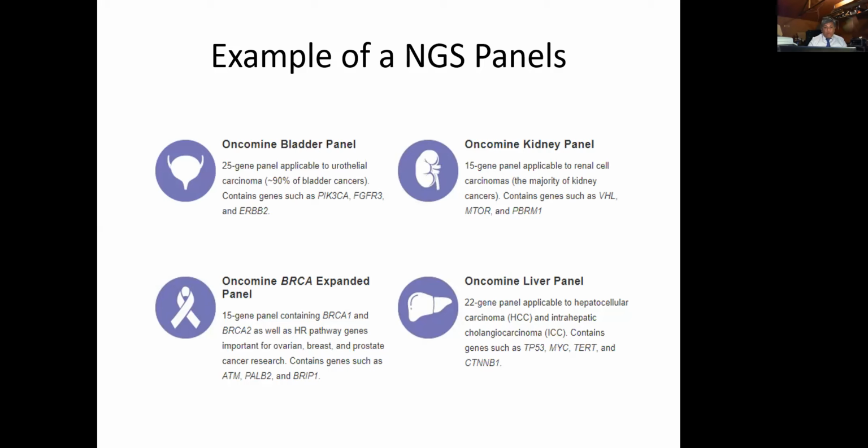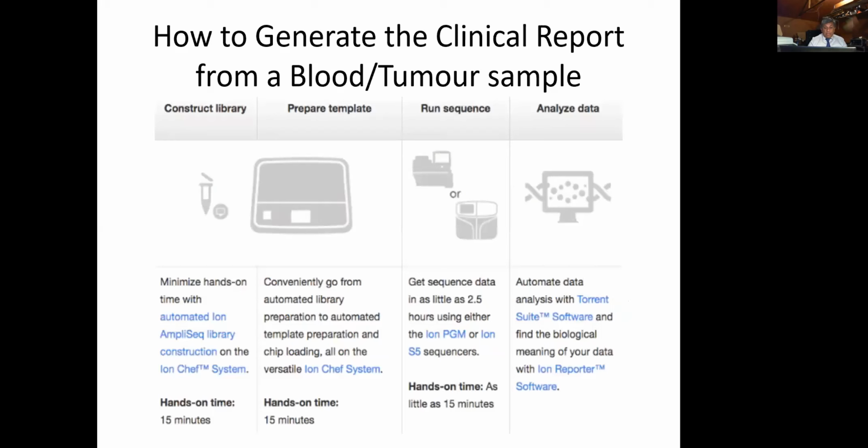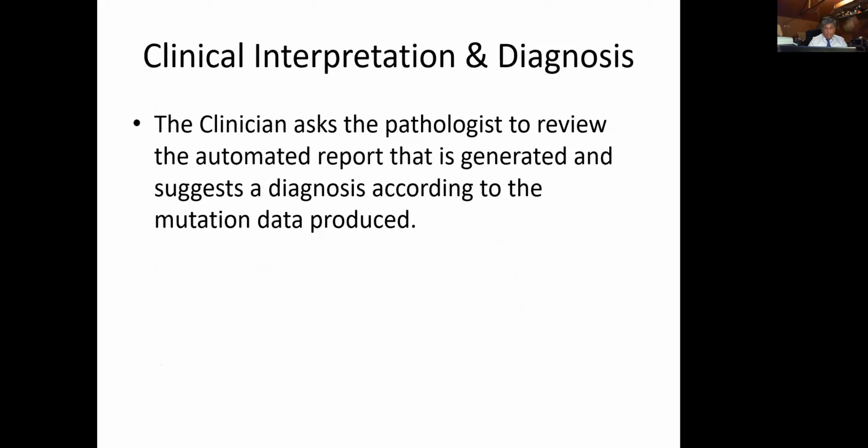So what's actually involved in getting the analysis? Well, you start off by making the DNA from a blood or a tumor sample, and then you prepare the DNA library. Basically follow this workflow here. Library preparation, template preparation, run the sequence on the sequencing machine, and end up getting a data which can be analyzed. So what actually happens with this data?